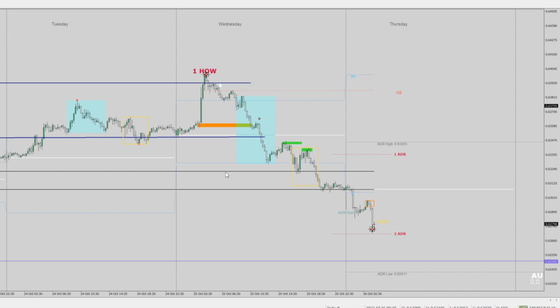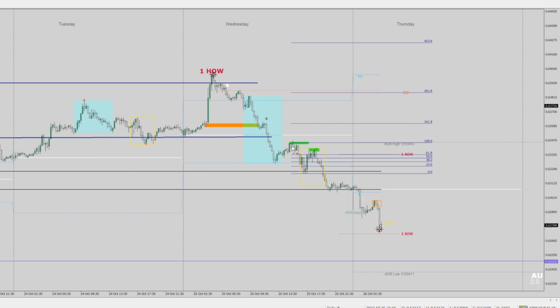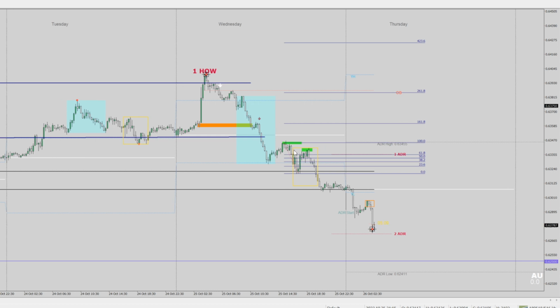And then I did it again from that high to the low to get an idea of re-entering and entering another position here. Okay, a little off, but nonetheless, it worked.